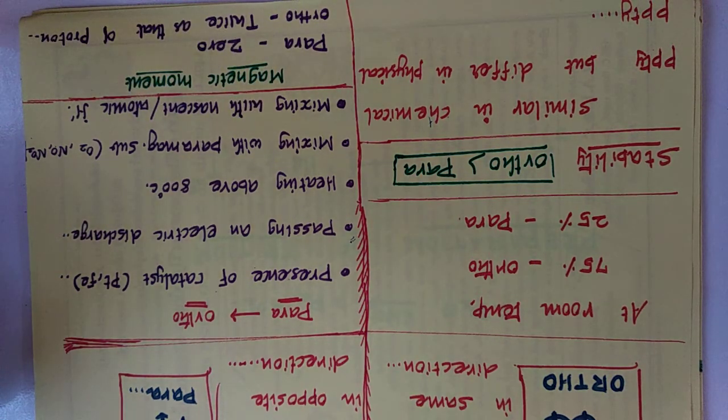Next, there is an important 5-mark question, that is the conversion of para hydrogen into ortho hydrogen. How to convert the para form of hydrogen into the ortho form?